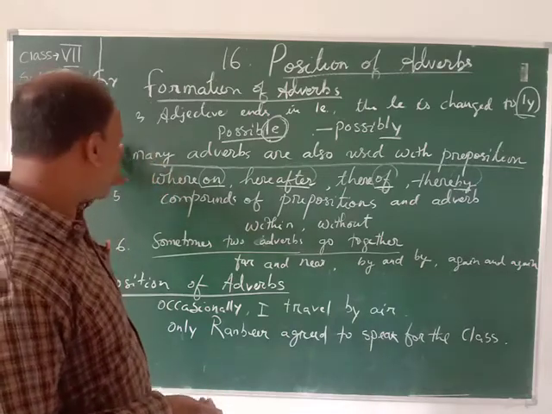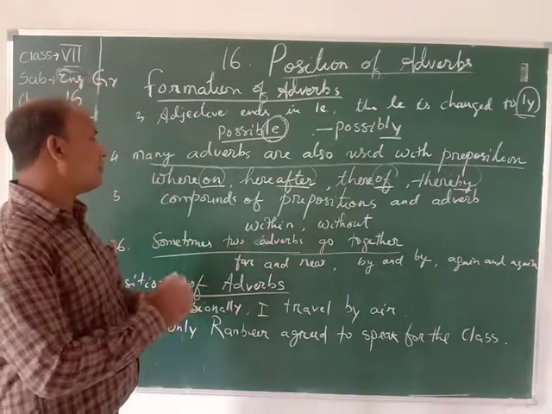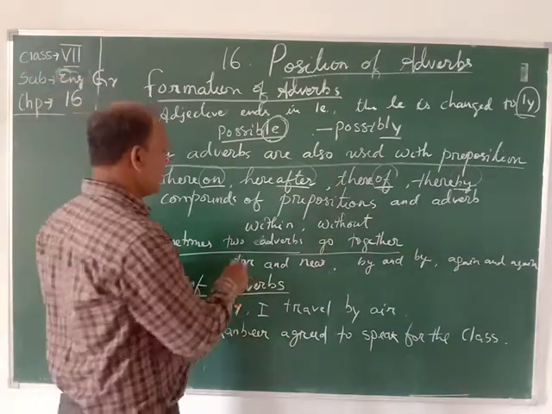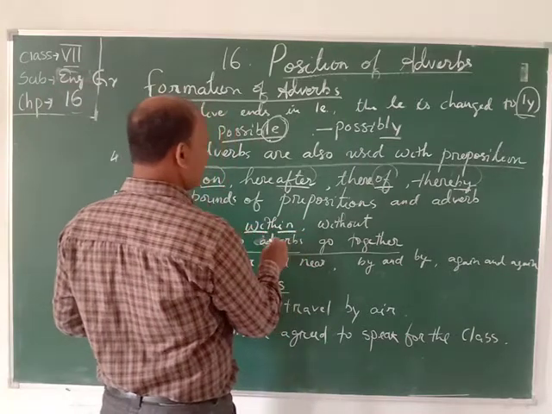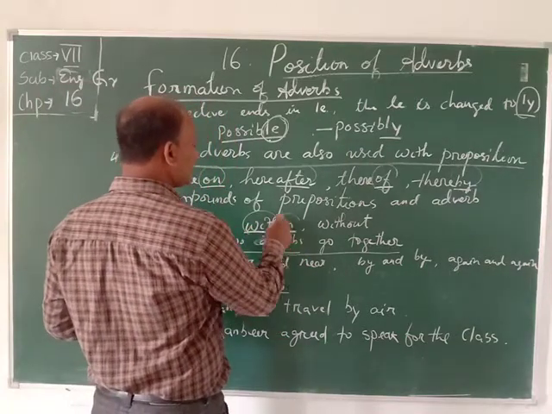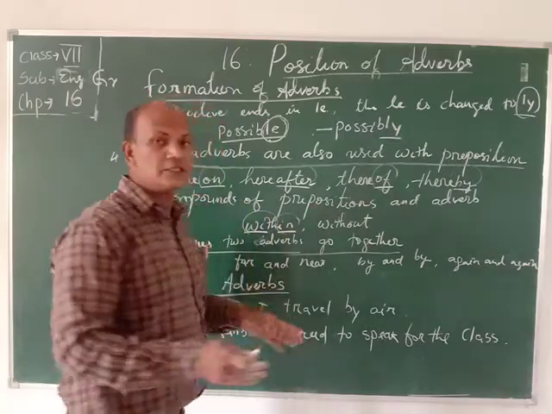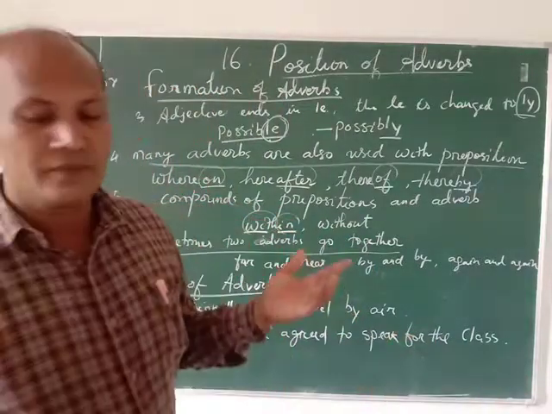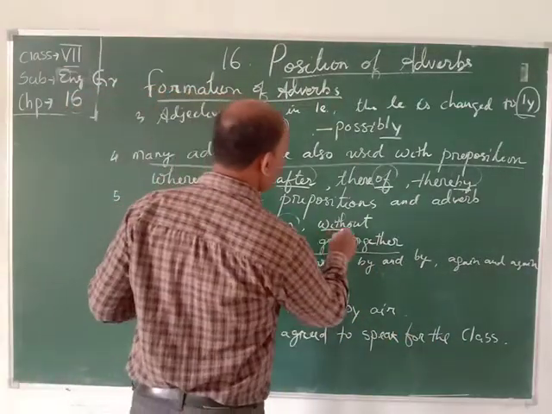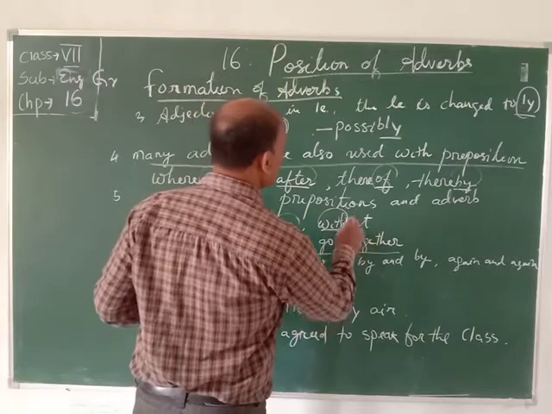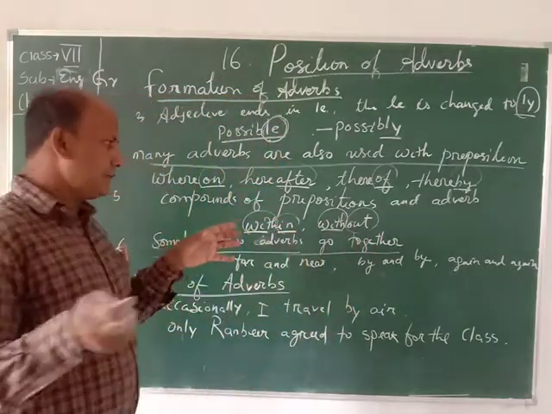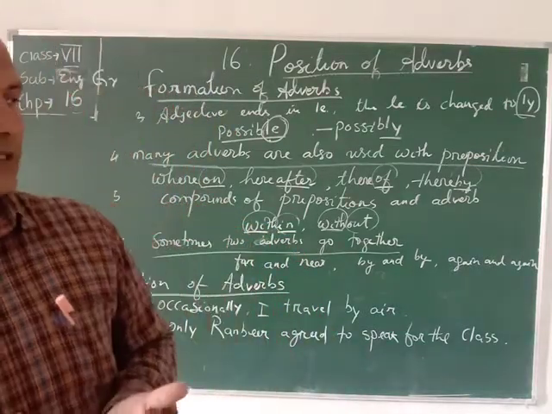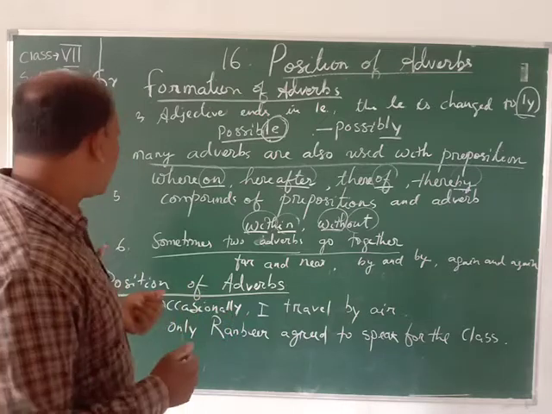Number 4. Next one is point 5: compounds of prepositions and adverbs. Just like within. Two prepositions together, or its compounds, and by making them we can make an adverb. Let's see, just like here, with and out. With is one preposition and out is the other preposition. Prepositions together make a compound preposition. Within, without.